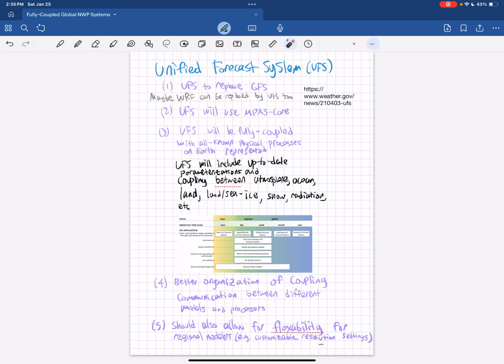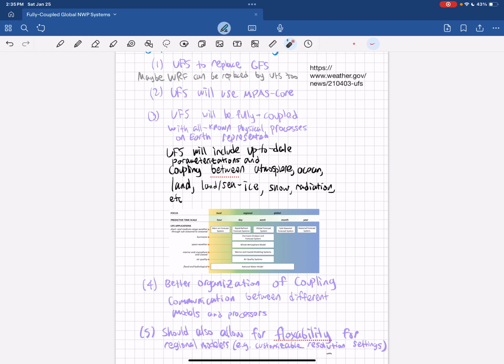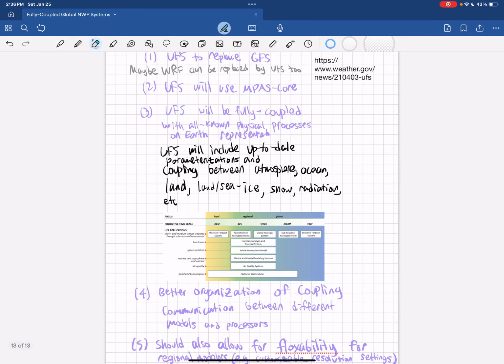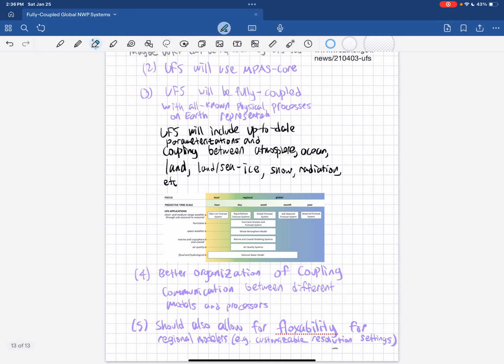different models. So if there's a new model that comes out that says, here's our earthquake model, you can just put it in. But earthquakes don't really affect the atmosphere as much, though they can affect the ocean, so maybe that's an important model to add, and then they can do that. So it's also going to, I guess, hopefully include the up-to-date parameterizations and up-to-date coupling between atmosphere, ocean, land, sea ice, snow, radiation, etc.